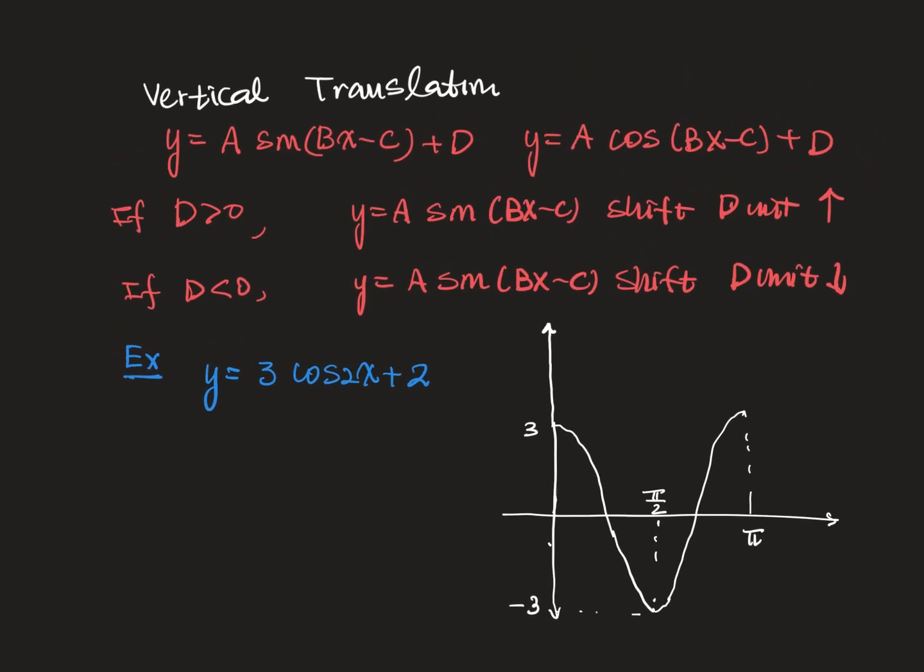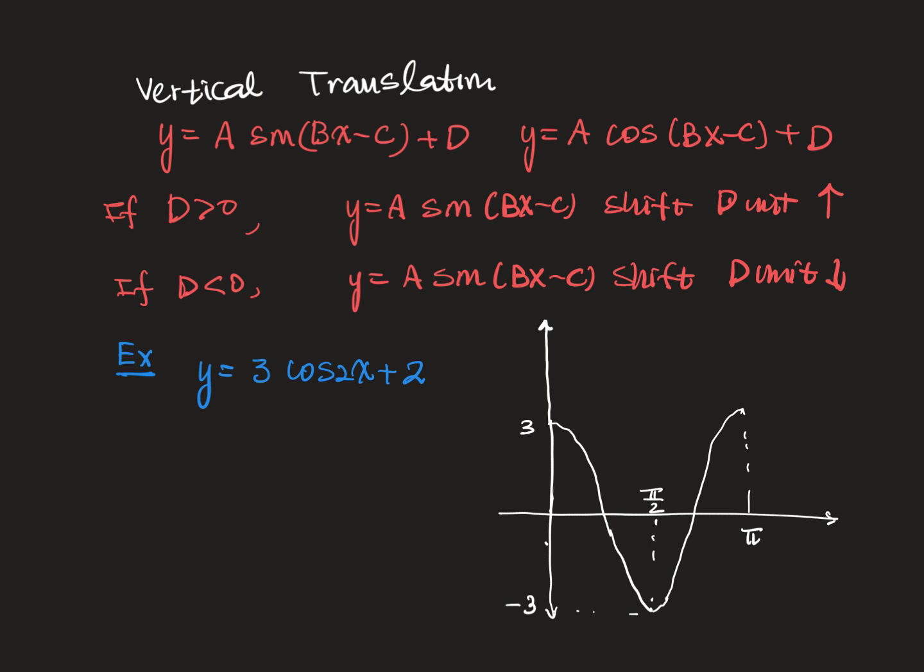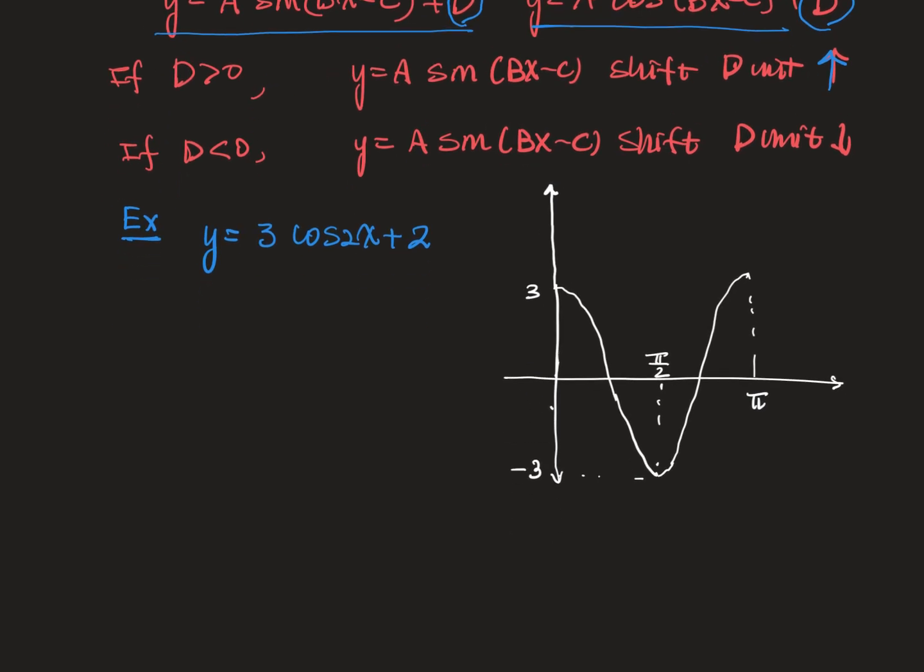Next one, guys, the last part of this transformation is vertical translation. Vertical means move up and down, right? Here is the general form of sine and cosine, guys. This D value shifts it. If the D value is positive, move up. If the D value is negative, move down. So I already sketched y equals 3 cosine 2x graph. Here you see the D value is 2, then the vertical shift is to move up 2. Let's move everything up 2.